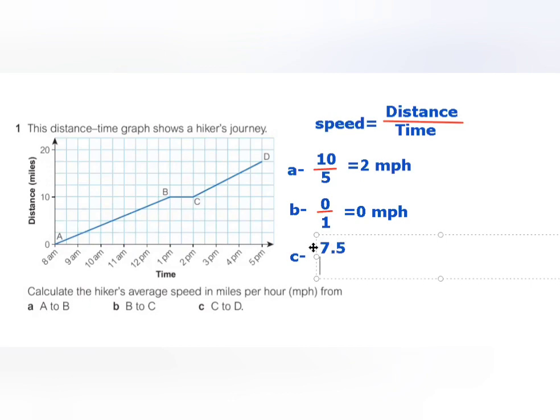7.5 divided by the time, and the time we find it on the horizontal line from point C here until point D. So we're going to count from 0, 1, 2, 3 hours. So it's going to be divided by 3. So as we said, the distance is 7.5, the time is 3 hours. Now let's put the line of dividing or fraction, and then we divide the answers. So 7.5 divide 3, very good, equals 2.5. And the answer is miles per hour. So this is the speed from point C to point D.